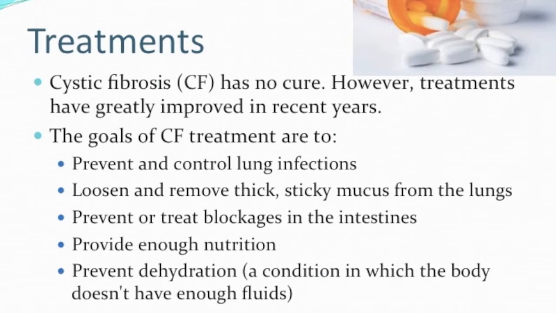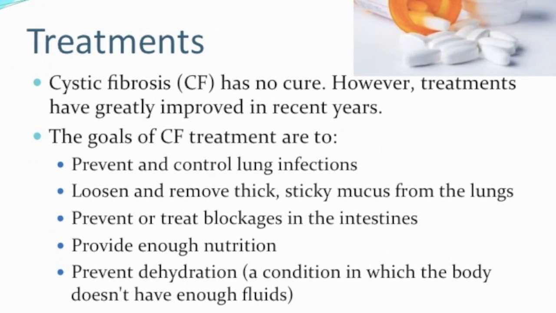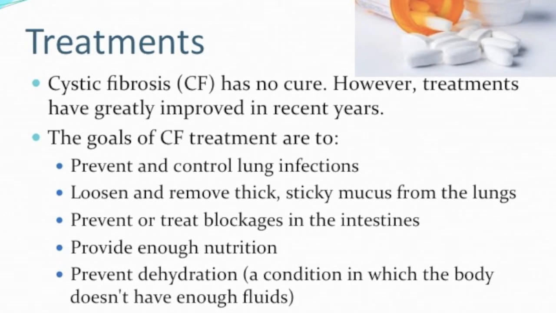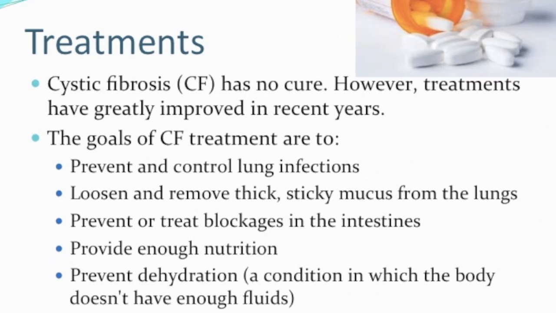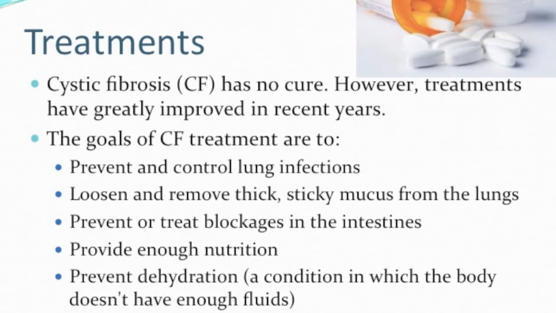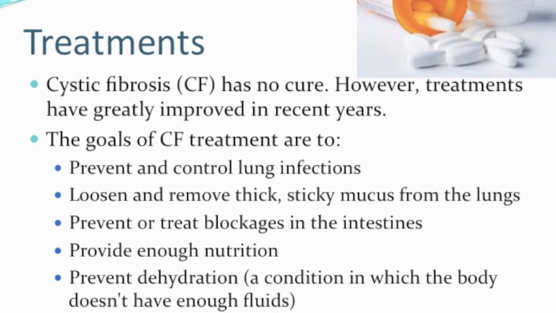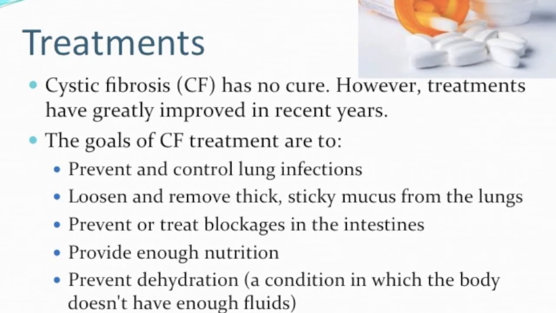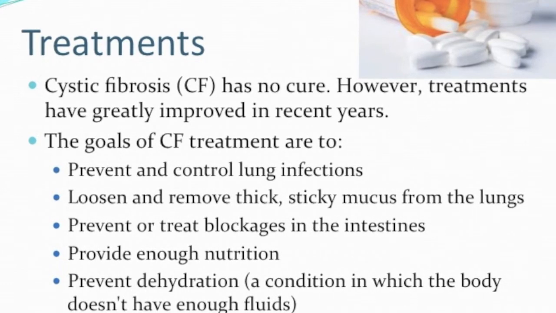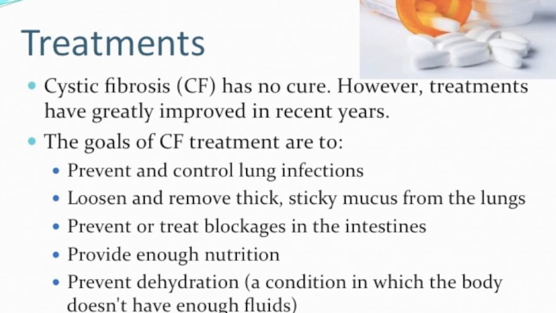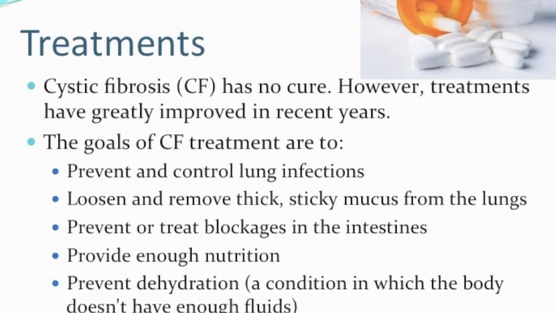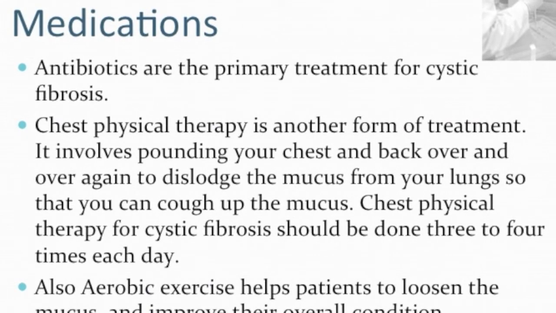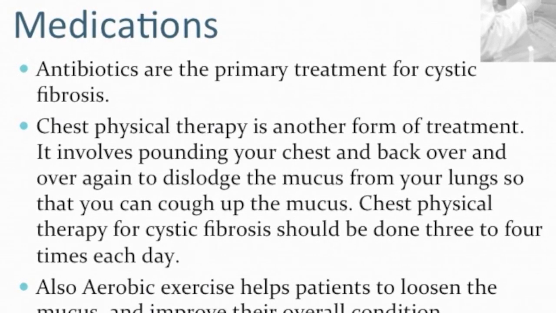Researchers have been working very hard to find a cure for cystic fibrosis, but currently there is none. However, treatments have greatly improved in recent years. The goals of cystic fibrosis treatment include preventing and controlling lung infections, loosening and removing thick mucus from the lungs, preventing or treating blockages in the intestines, and providing enough nutrition and also preventing dehydration. Even though there are no cures for cystic fibrosis, medications have been developed and they help a lot too.